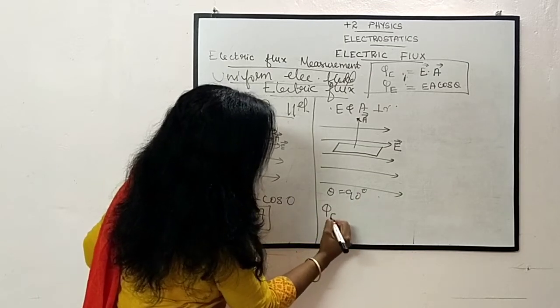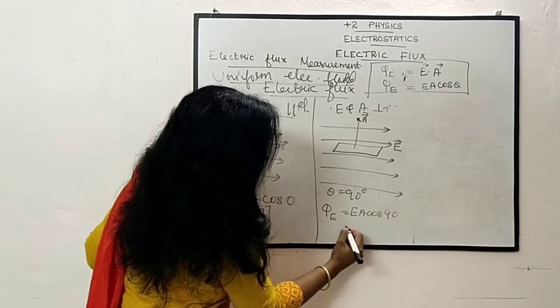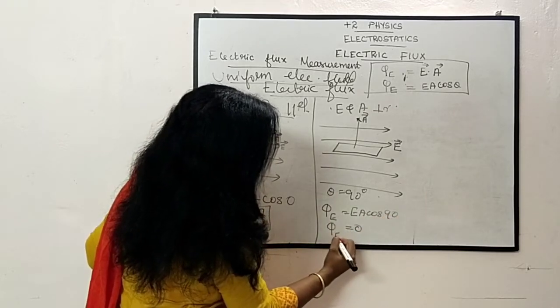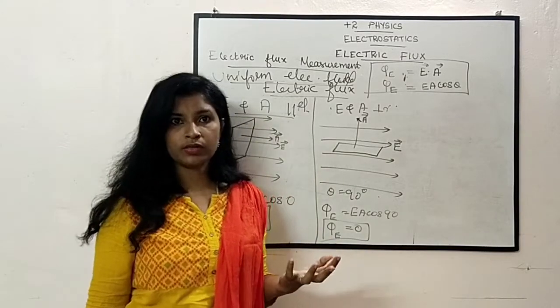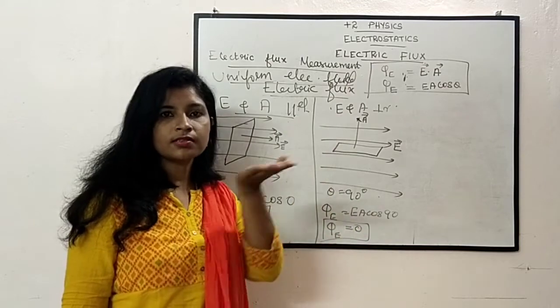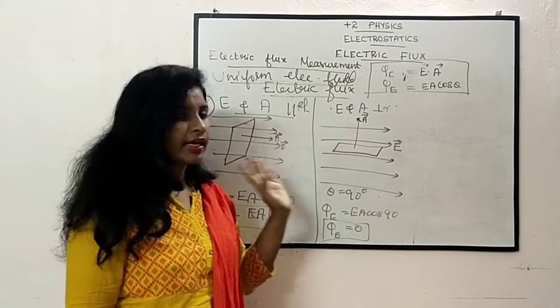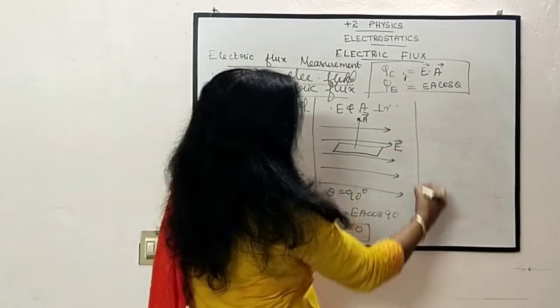So what about my phi E? It is EA cos 90. What is cos 90? It is 0. So the electric flux formed here will be 0. Definitely the electric flux formed here is 0 since the surface is parallel to the electric field. Here we get no electric flux at all. It is 0.